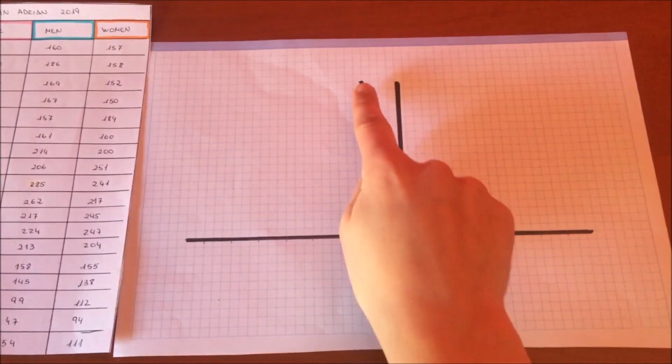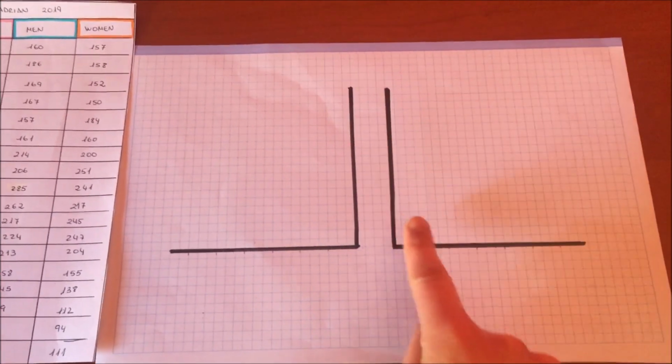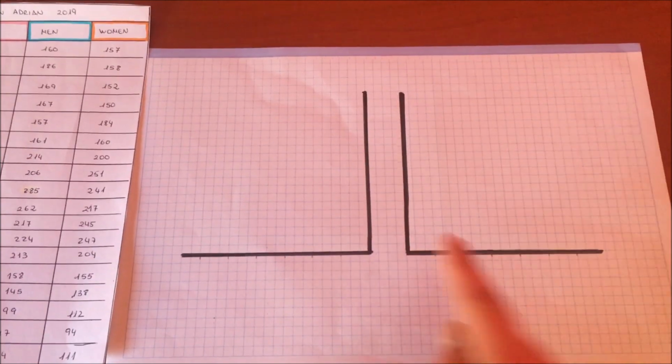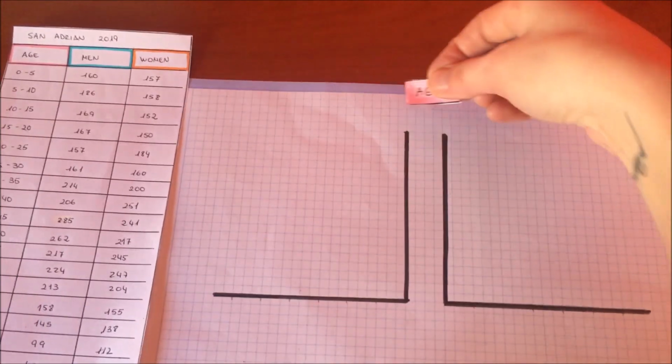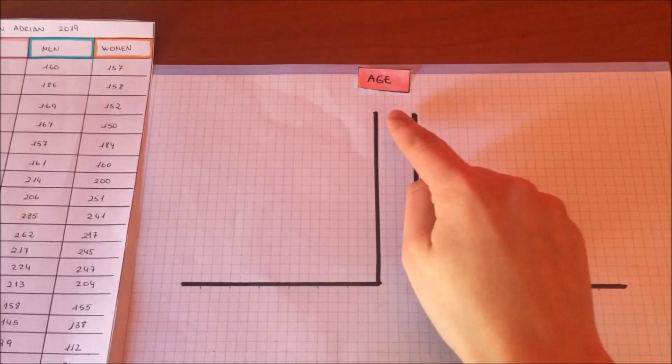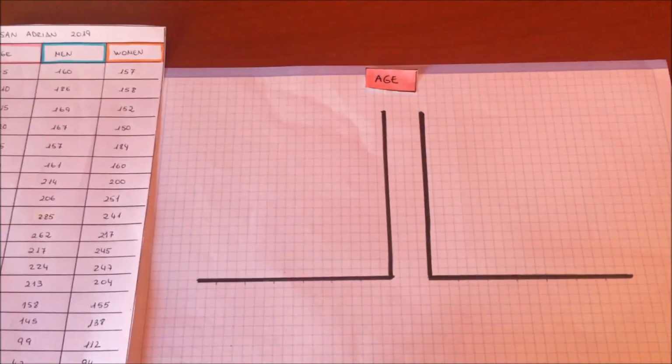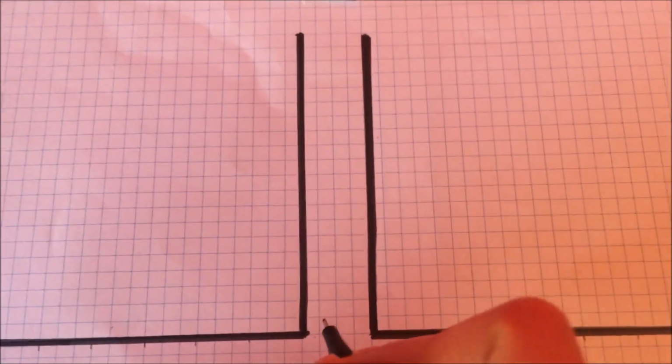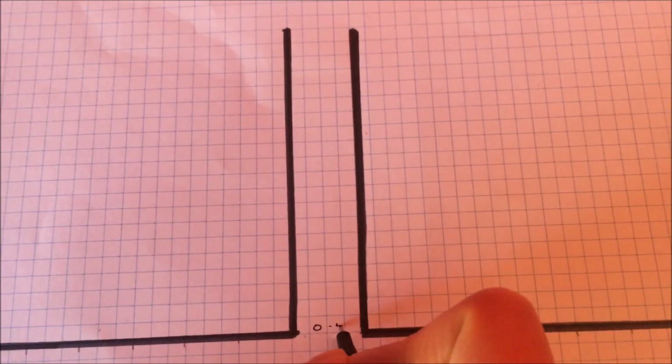First of all, we have to draw two axes, like these ones. In the space between these lines, we have to write the age intervals. They are 5 years intervals, so we write it from 0 to 5, 5 to 10, and so on.